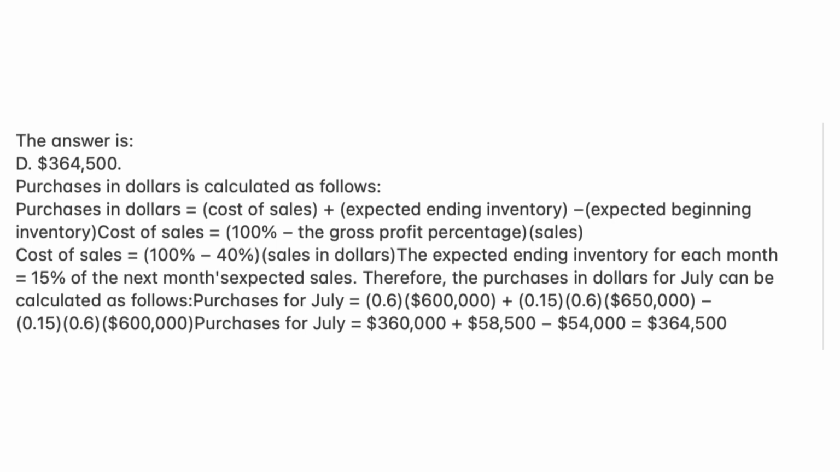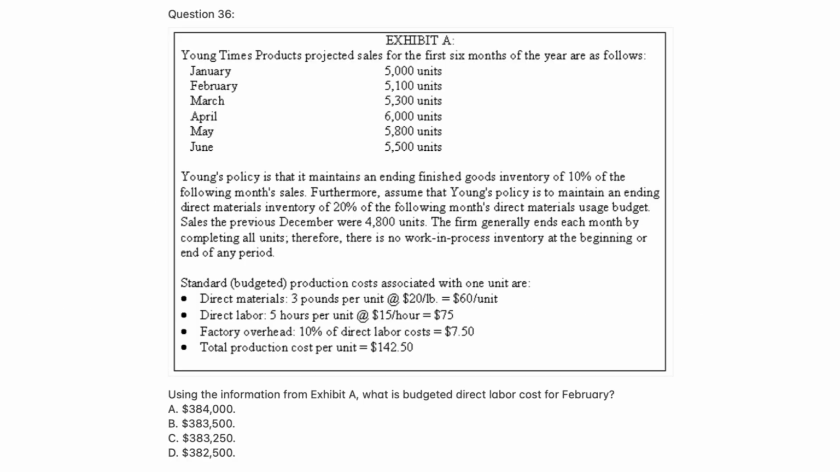Therefore, the purchases in dollars for July can be calculated as follows. Purchases for July equals 0.6 times $600,000, plus 0.15 times 0.6 times $650,000, minus 0.15 times 0.6 times $600,000. Purchases for July equals $360,000 plus $58,500 minus $54,000 equals $364,500. Question 36. Using the information from Exhibit A, what is budgeted direct labor cost for February?